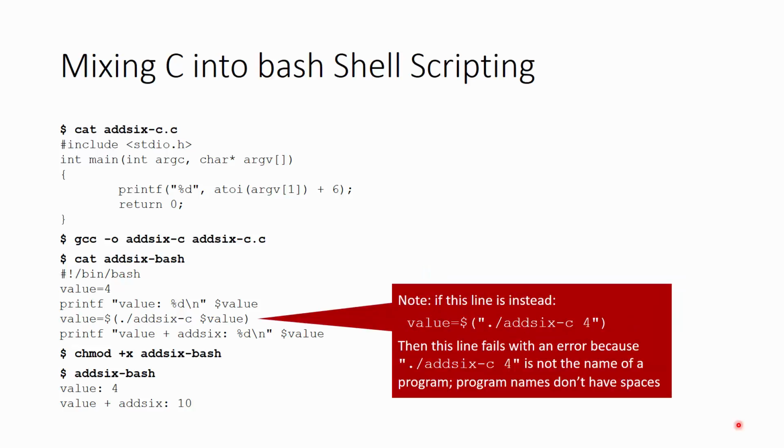Now, if we instead change this particular line and we add quotes around it, like it says here on this red callout box, then we get an interesting error. The error is that the command add6 space 4 could not be found. The reason for that is because when you surround something in quotes, it's evaluated as one argument. So this subshell tries to take this entire thing as one argument and find a program that matches that and then run it.